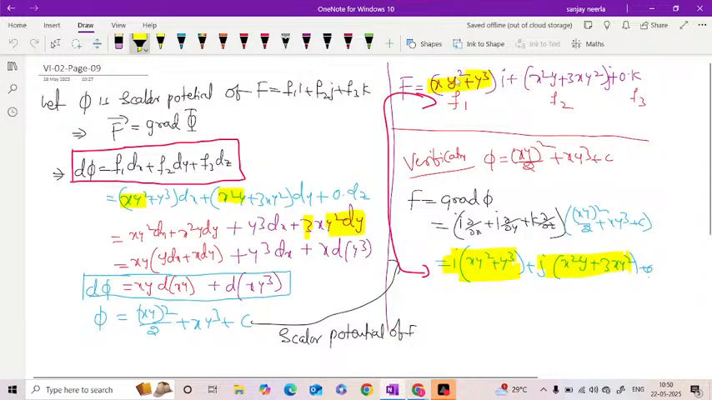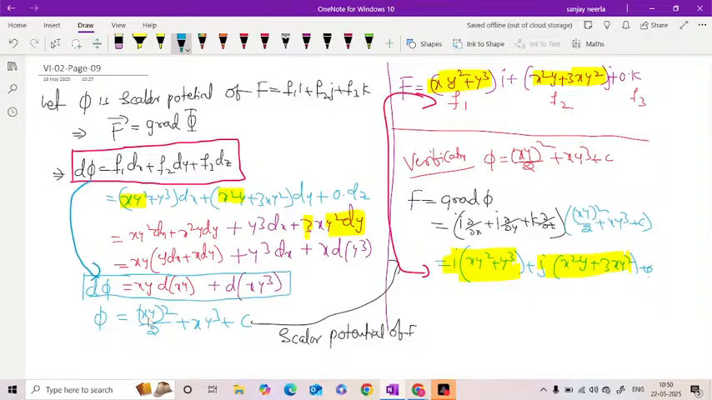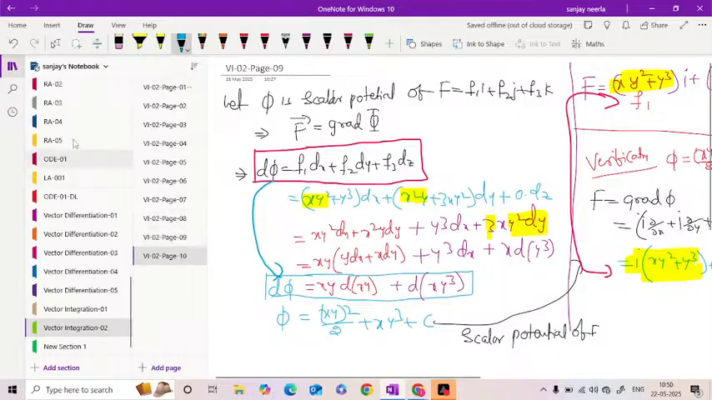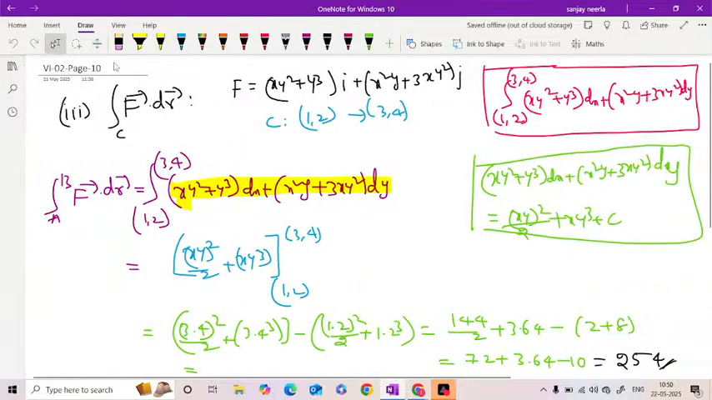This is F1, this is F2, and F3 is 0. Substitute. We already know this is an exact differential equation; according to the inspection method, we just find our phi. So here phi is equal to x y square by 2 plus x y cube plus c. But what is our third sub-question? We have to find the line integral, the integral of F dot dr. So this is our line integral.